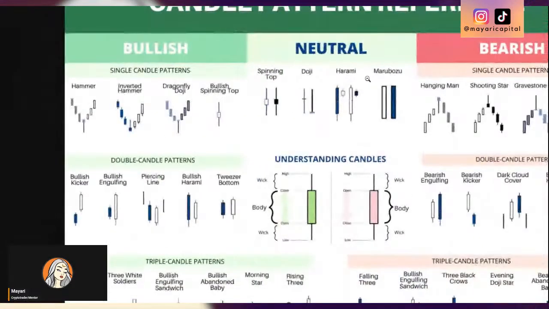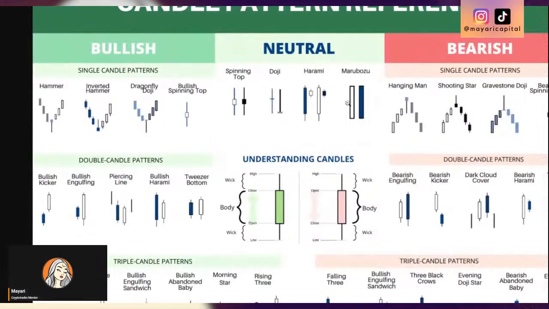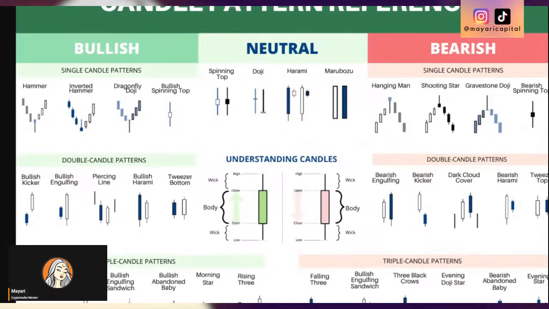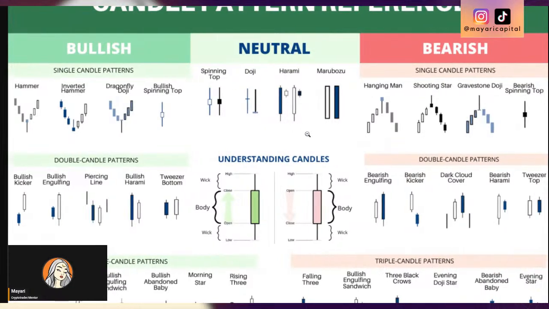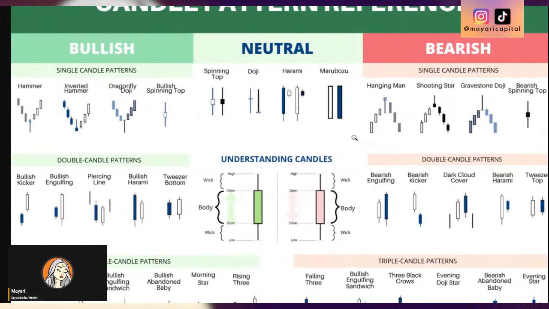This is very small, to be honest, because if you think, there are hundreds of candlestick patterns out there in the market. So what I'm just sharing to you is what I personally use.